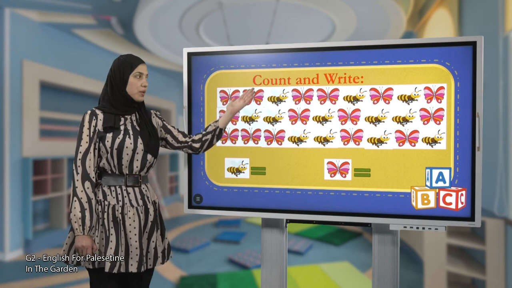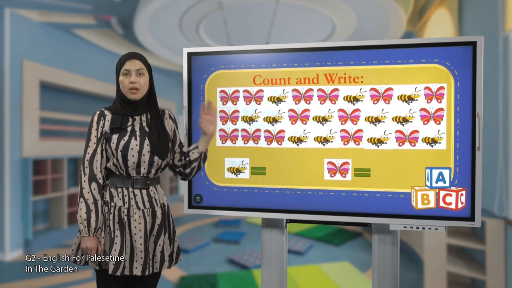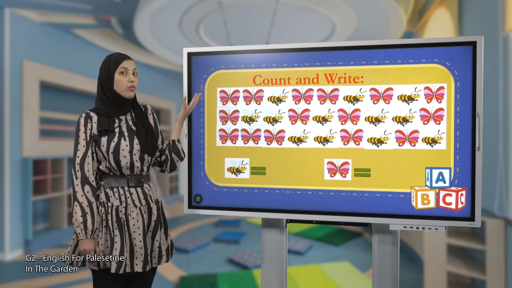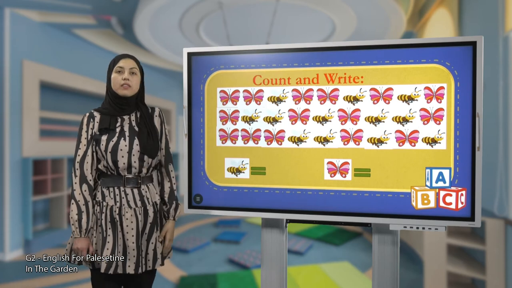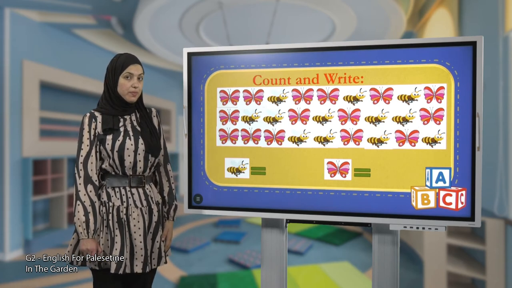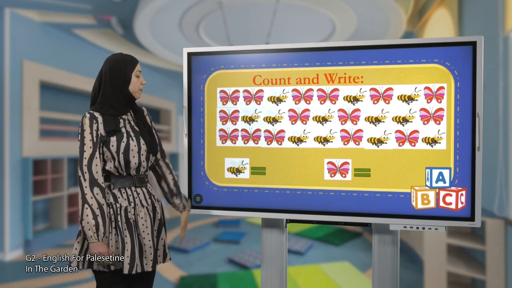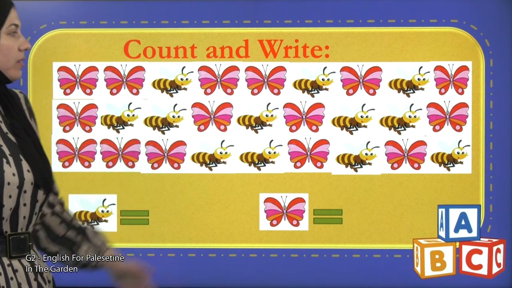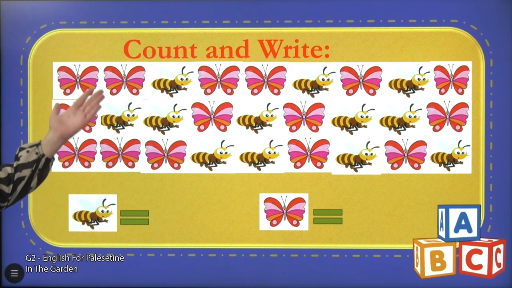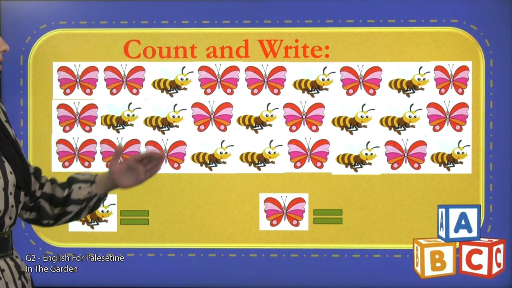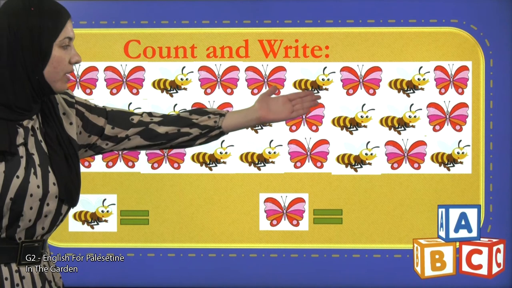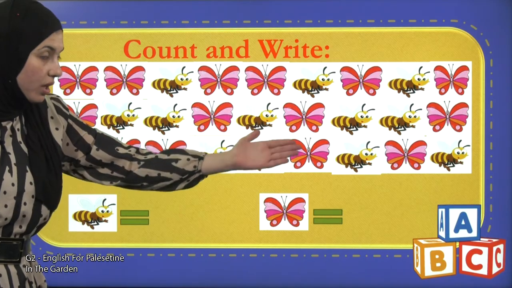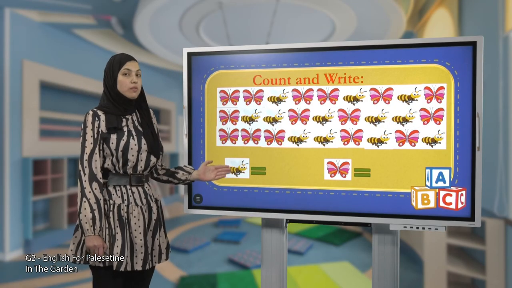Now, let's count and write the correct number. How many insects can you see in this picture? Let's count together and write the correct number. One, two, three, four, five, 6, 7, 8, 9, 10, 11, 12. So I can see 12 insects.